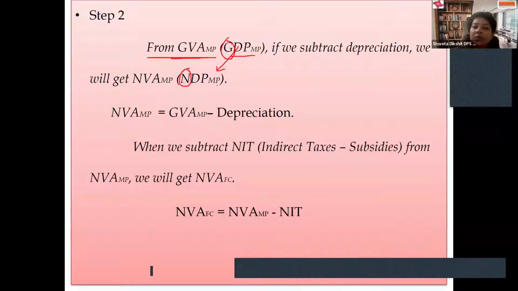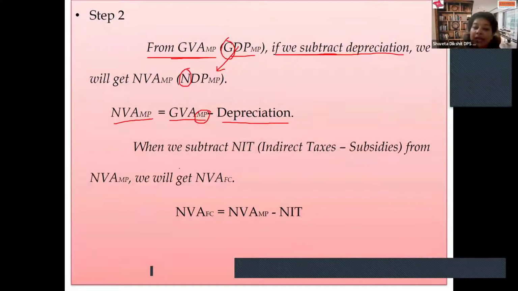That means the aggregates only vary on the basis of gross and net. So for finding net from gross, we need to subtract depreciation. Now, in short, NVA at MP is equal to GVA at MP minus depreciation. What if we need to convert MP into FC? That can also be possible.